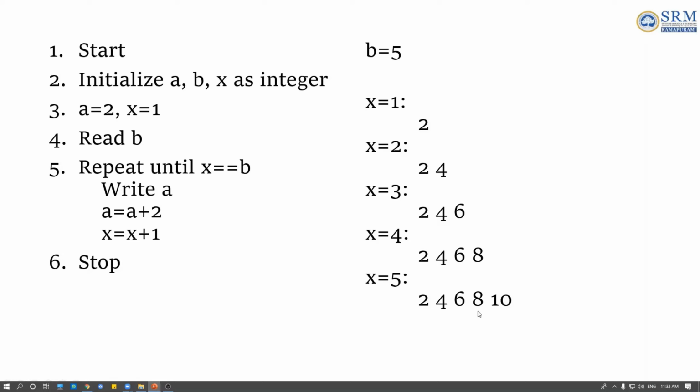So the final answer that we would have is 2, 4, 6, 8, 10. And we'll be seeing only these values because we had set the limit as 5. If we had set a higher value, we would be having more numbers.